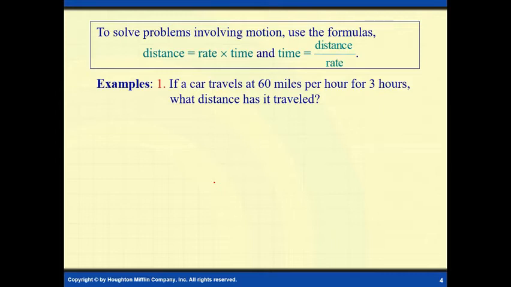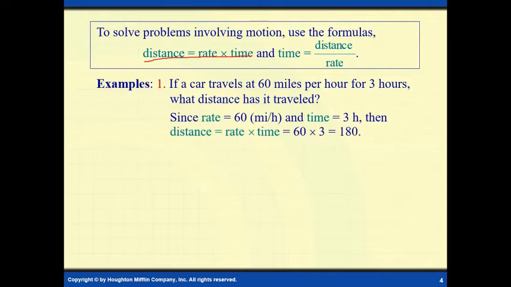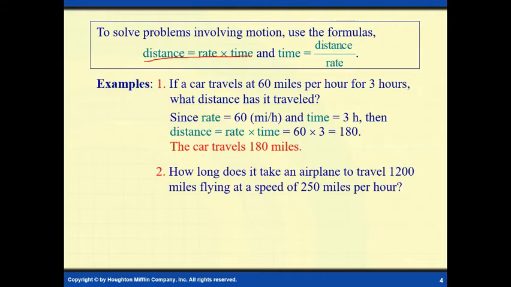If a car travels at 60 miles per hour for 3 hours, what distance has it traveled? Notice that in this case, we're going to use the first one. We're just looking for distance. So our rate is 60 miles per hour. The time is 3 hours. The distance is going to equal rate times time, which is equal to 60 times 3, or 180. So the car travels 180 miles.